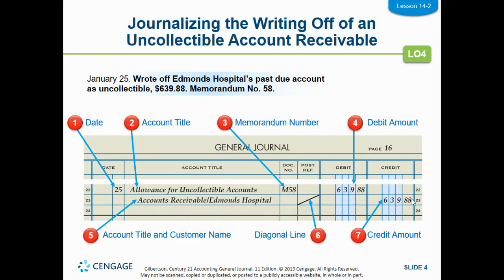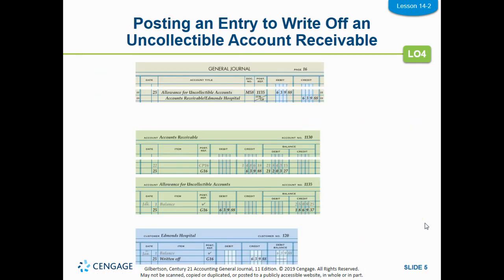And then there's the credit. So the debits and the credits equal. Okay, so that's what it would look like that we've written them off. Look at the posting of that now. So here's the journal entry that we just did. I now want to go post that to the accounts receivable, and you can see what it does.